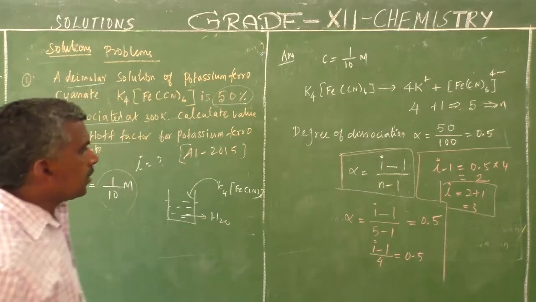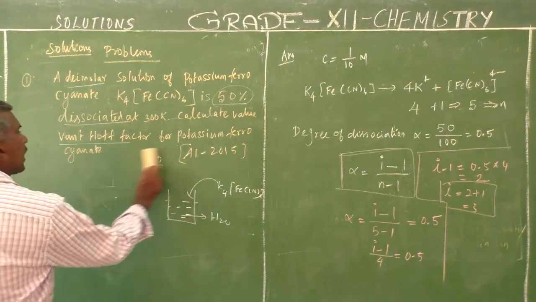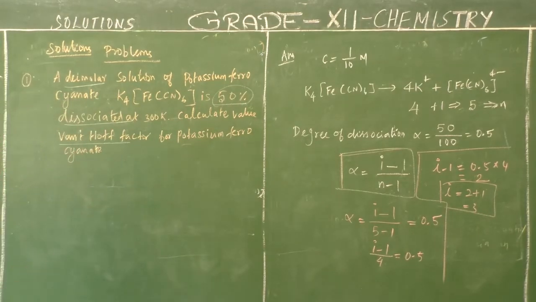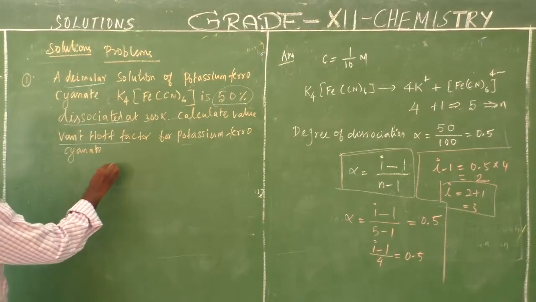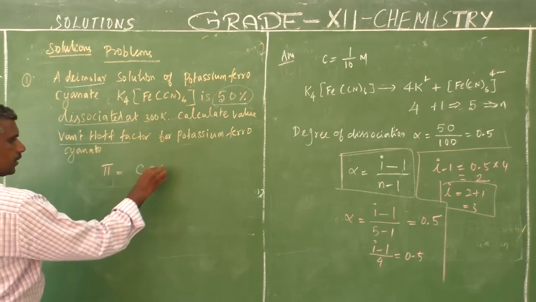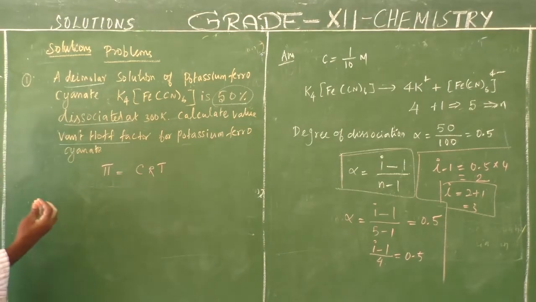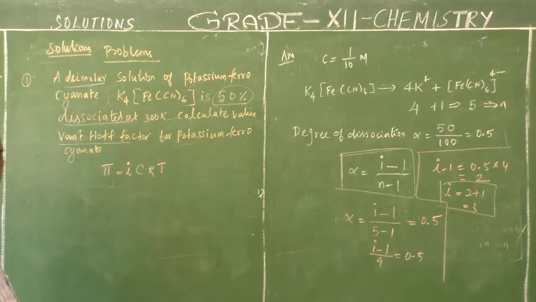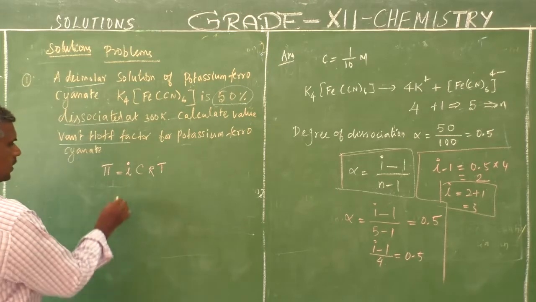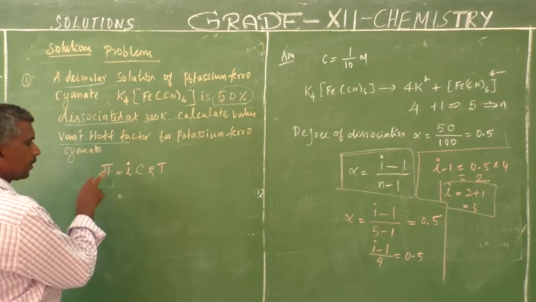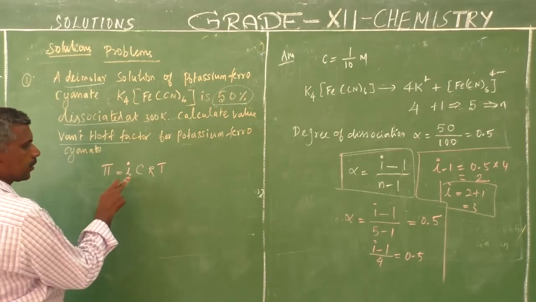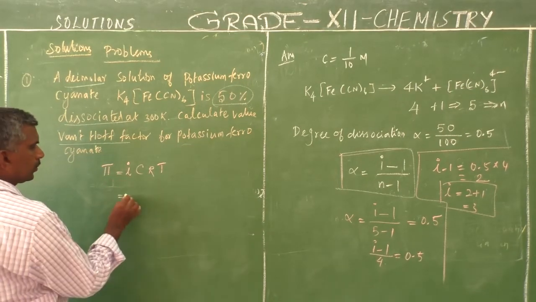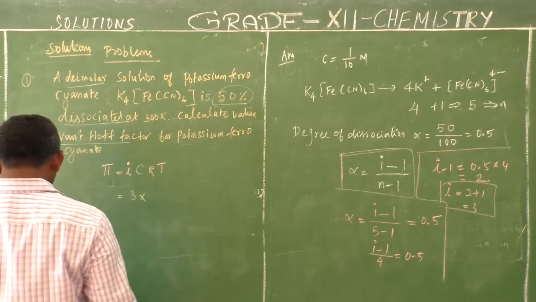Now in this problem you can also find the osmotic pressure using the van't Hoff factor. Pi is equal to CRT, this is the normal colligative property. Now by using the abnormal molar mass, what is the i value? Osmotic pressure of the solution is equal to iCRT. i is equal to 3, decinormal solution.